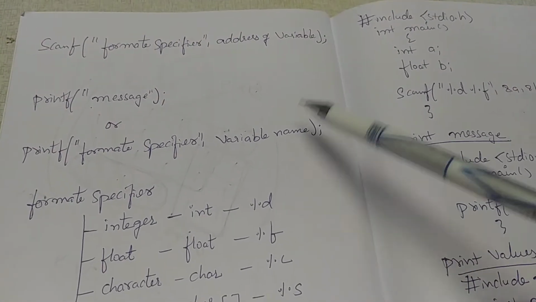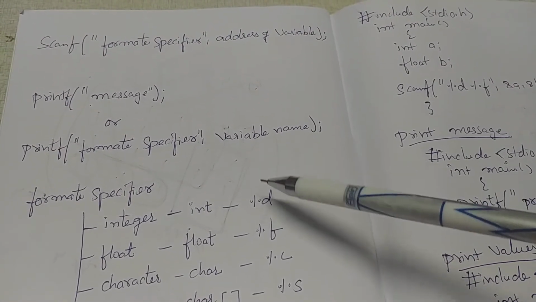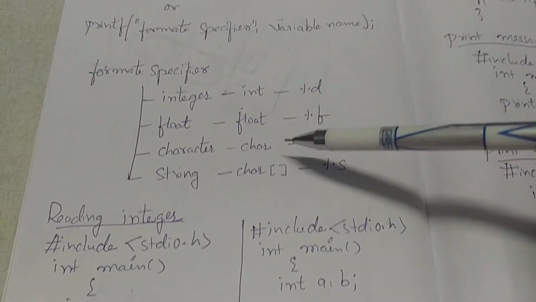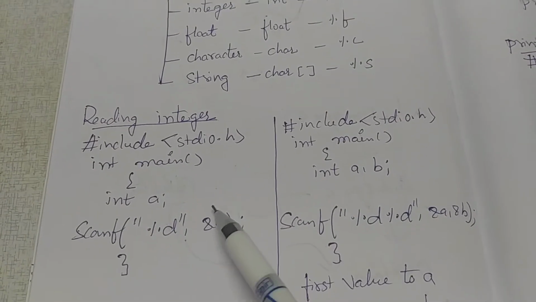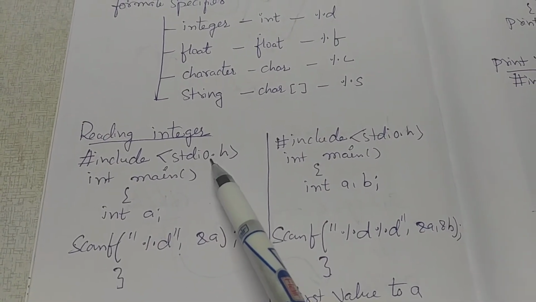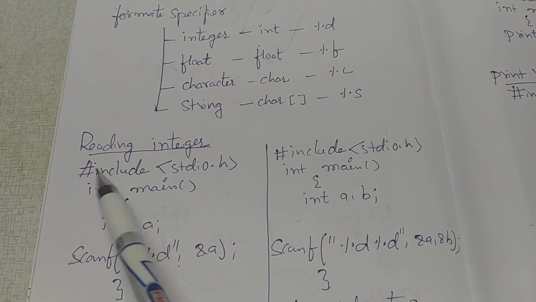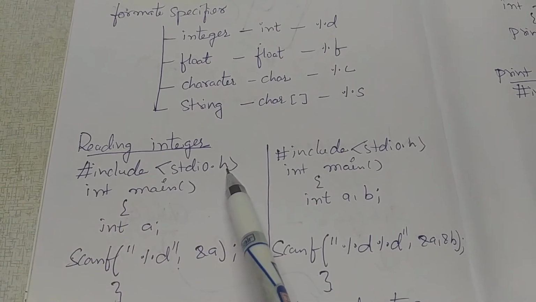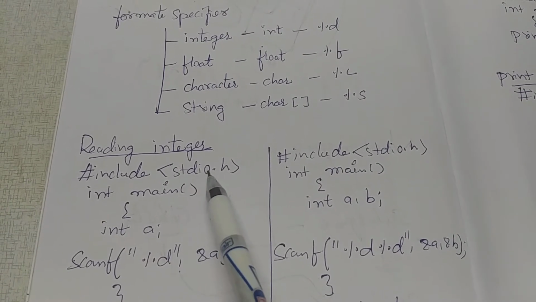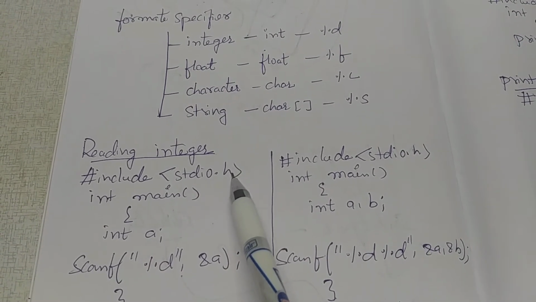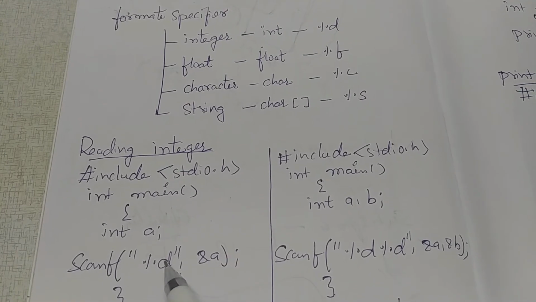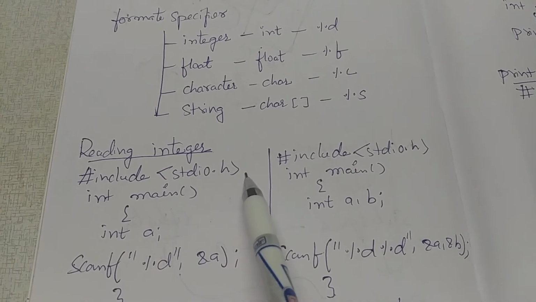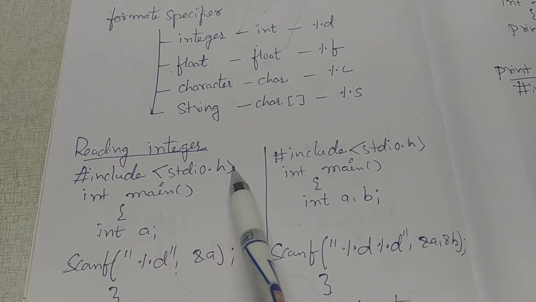If we are clear with the syntax of scanf and printf, now we can see a small program about how to read one single integer. So this is a program of reading a single integer. Here every C program will have this line #include <stdio.h>, which means this is the standard input output header file. If you keep this header file, then only the scanf and printf functions will work in your program. So this line is mandatory in any C program.